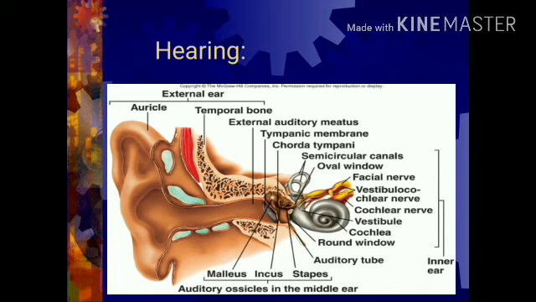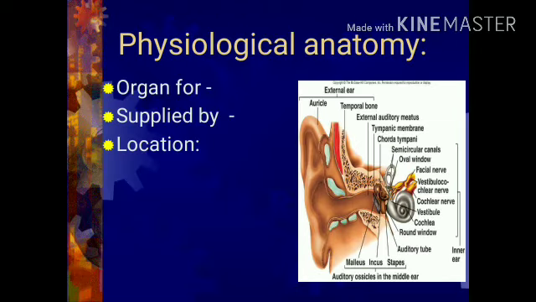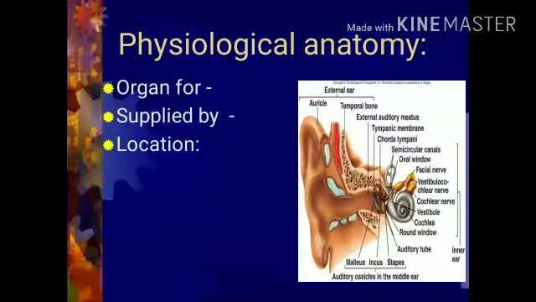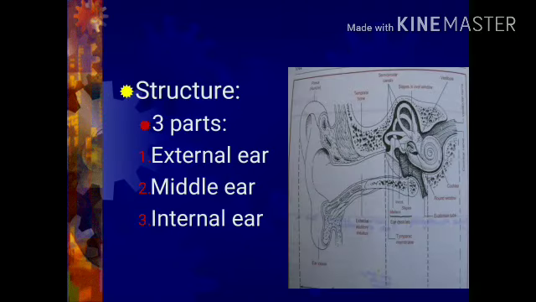Let us first discuss the physiological anatomy of the ear. The ear is the organ for hearing and equilibrium. It is supplied by the vestibulocochlear nerve and is located in the petrous part of the temporal bone. The ear consists of three parts: external ear, middle ear and internal ear.